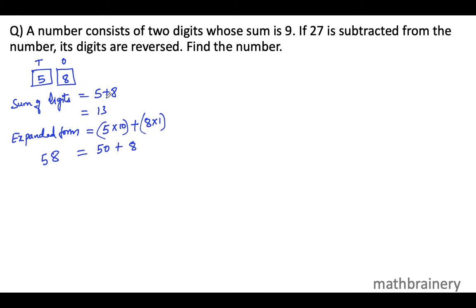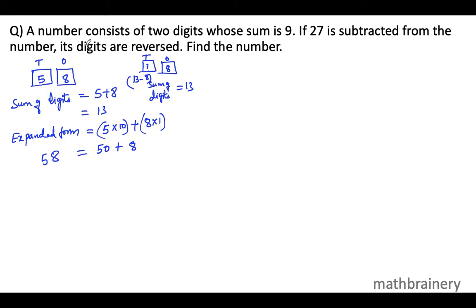What is 5 plus 8? 5 plus 8 is the sum of its digits. So if I tell you I have a 2-digit number with 8 in the ones place, and we don't know the digit in tens place, but the sum of the digits is 13, then what should be the digit in tens place? Obviously it must be 13 minus this 8. 13 minus 8 is 5, isn't it? So if ones place is 8 and the sum of its digits is 13, then the digit in the tens place will be 13 minus 8.